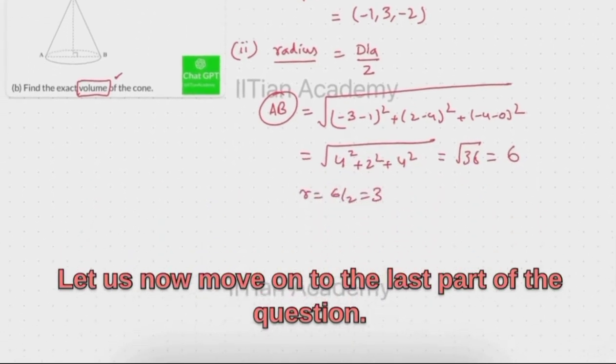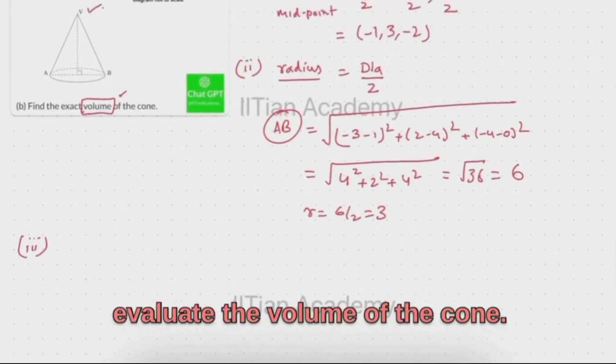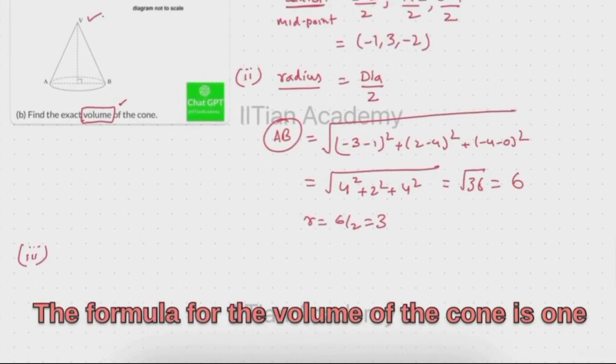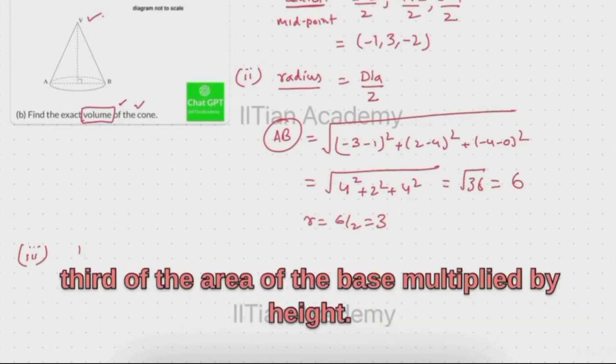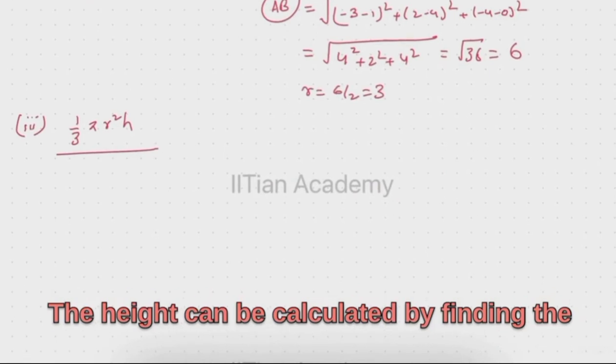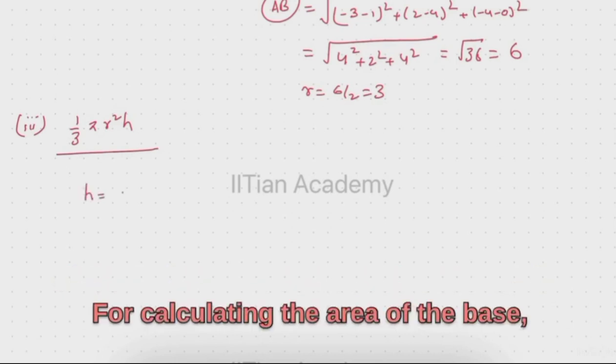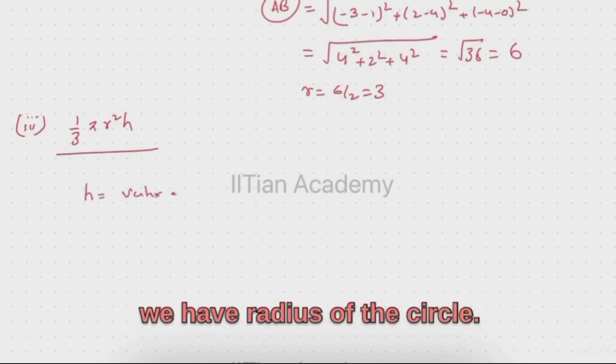Let us now move on to the last part of the question. In the last part we have to evaluate the volume of cone. The formula for volume of the cone is 1/3 area of base multiplied by height. The base here is circle. The height can be calculated by finding the distance between vertex and center of the circle. For calculating the area of base, we have radius of the circle.